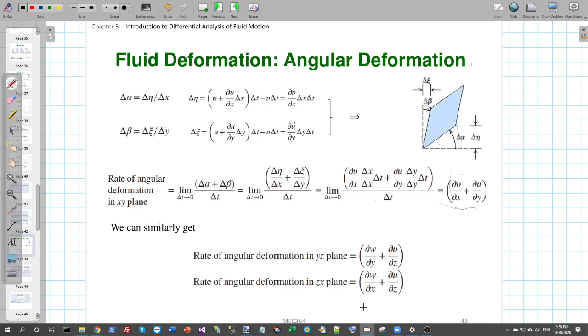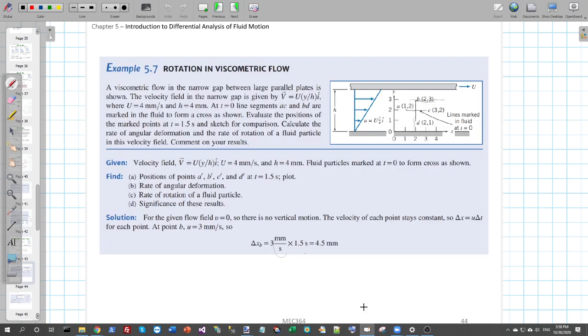We have an example problem to show you how to use this angular deformation. In this example problem, we have a flow between two plates. The bottom plate is stationary, and the top plate is moving with a constant velocity big U. The flow inside only has the x direction velocity, so the velocity only has a component in the i direction. This x direction velocity is only a function of y. It is not changing with x.